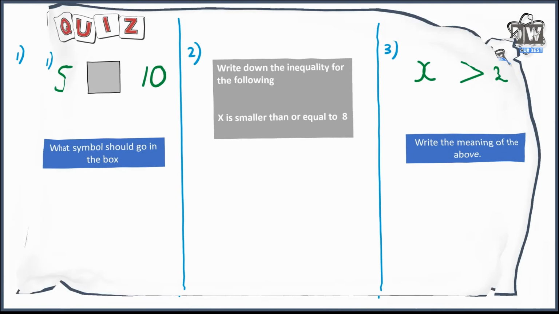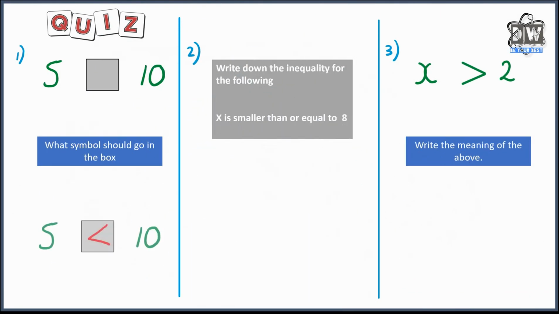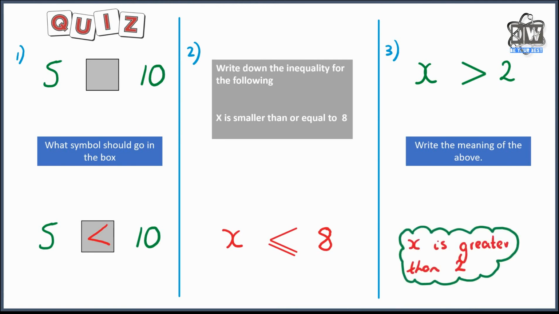Okay, so here we go. First one up, what should it look like? That's what it should look like. So 5 is definitely smaller than 10, isn't it? The next one is X is smaller than or equal to 8. And the last one is X is greater than 2. Hopefully you did that really well.